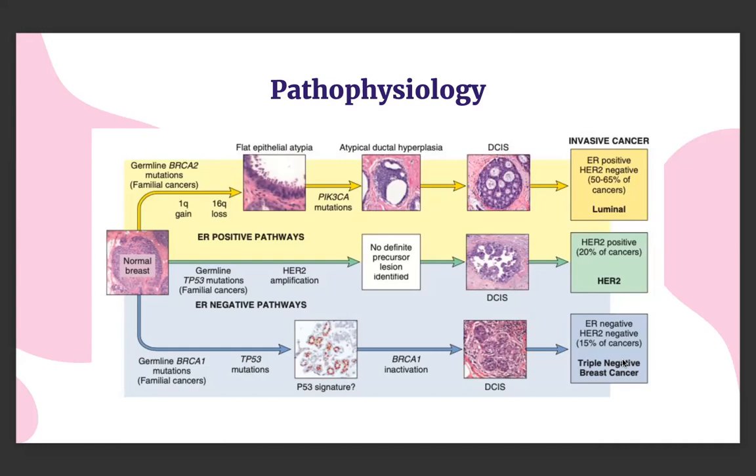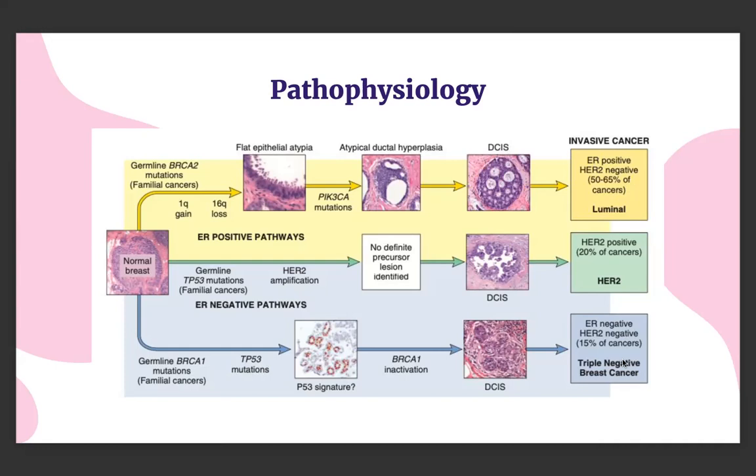And when there are defects in DNA repair, or problems in replication and cell division, these can eventually lead to the accumulation of mutations that can present firstly as precursor lesions. In the luminal type of cancer, flat epithelial atypia and atypical ductal hyperplasia are two of the more common precursor lesions. However, more events are still needed for it to fully become a malignant lesion.